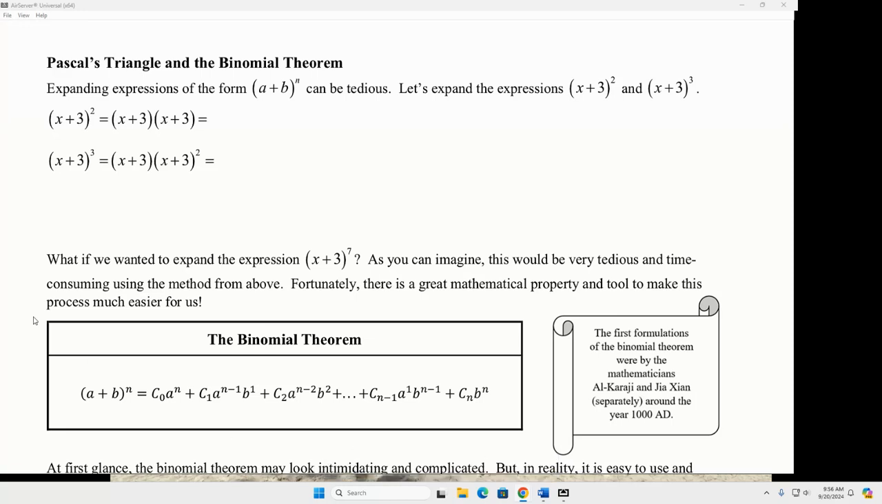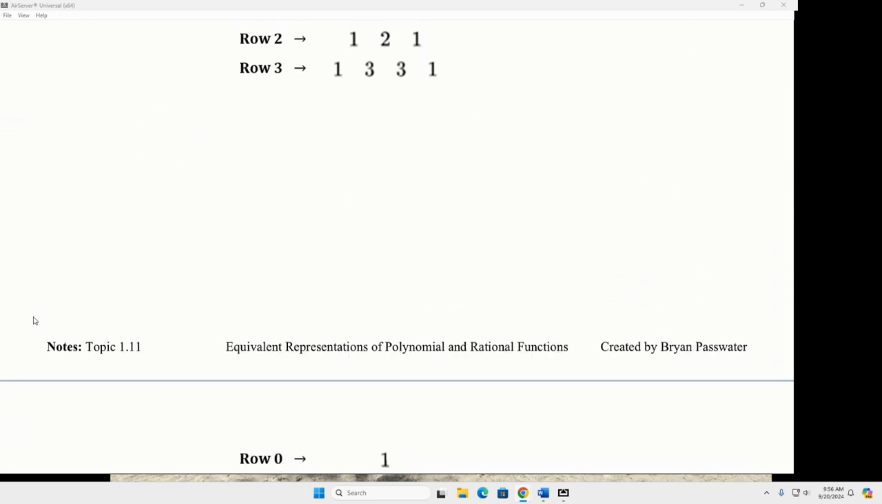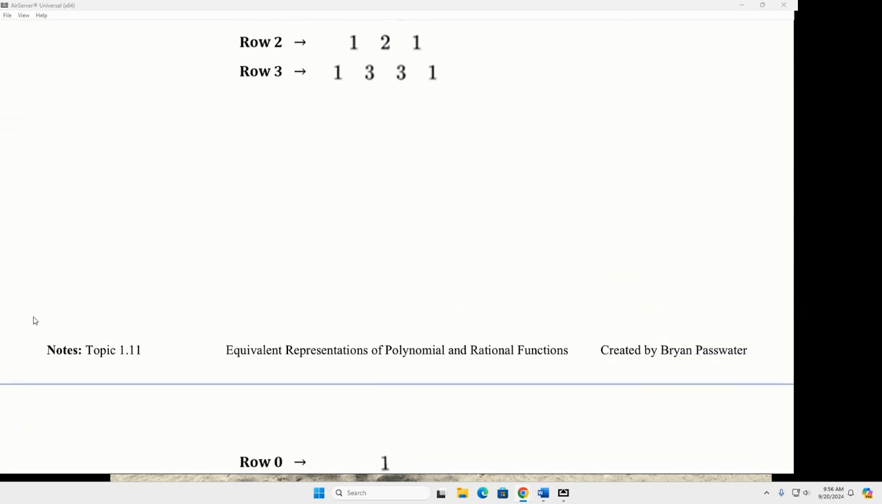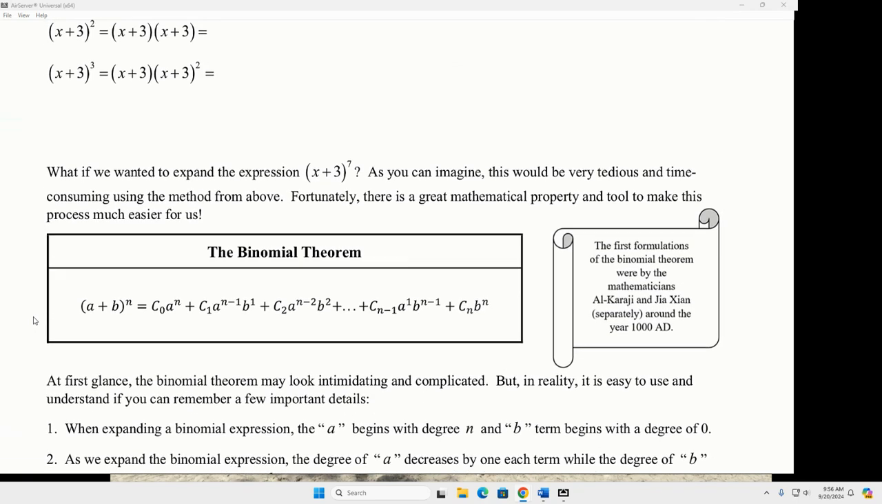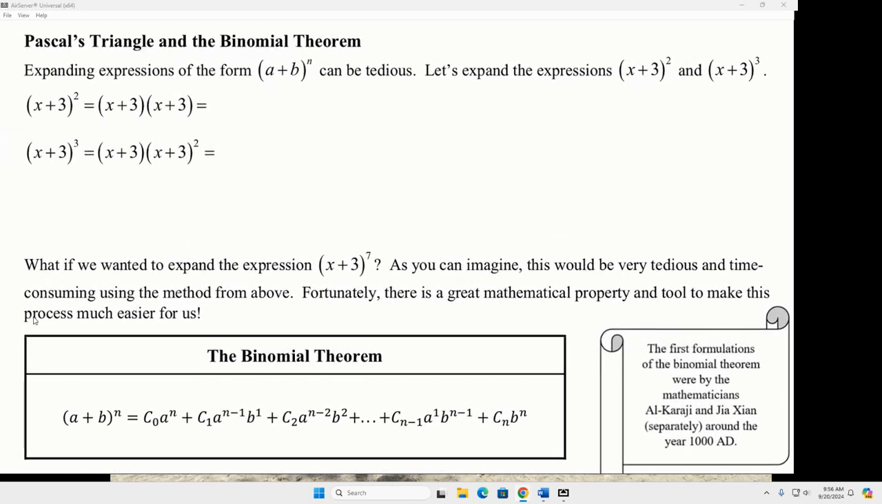All right, so we're going to have a binomial with two terms, and we're going to raise it to a power. And this is kind of weird because we've been talking about rational, and all of a sudden we're going to talk about polynomial. It's fine. The technical title for this lesson is equivalent representations of polynomial and rational. So this is an equivalent representation when you expand a binomial.